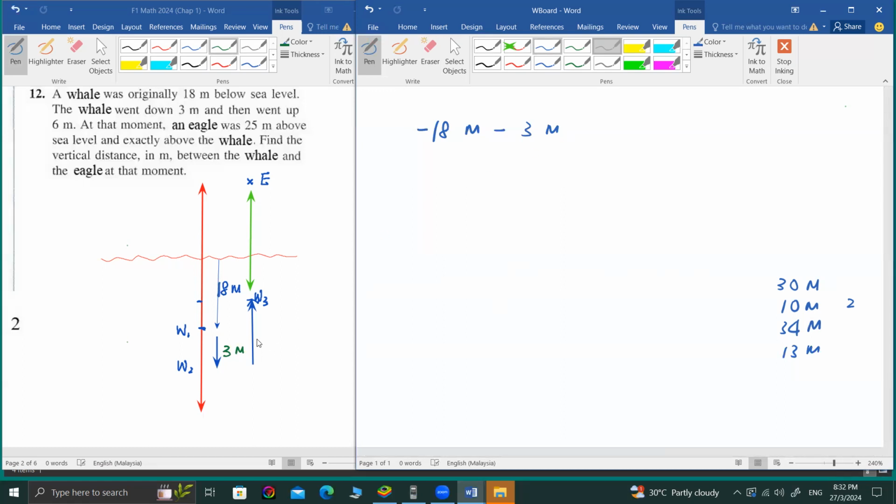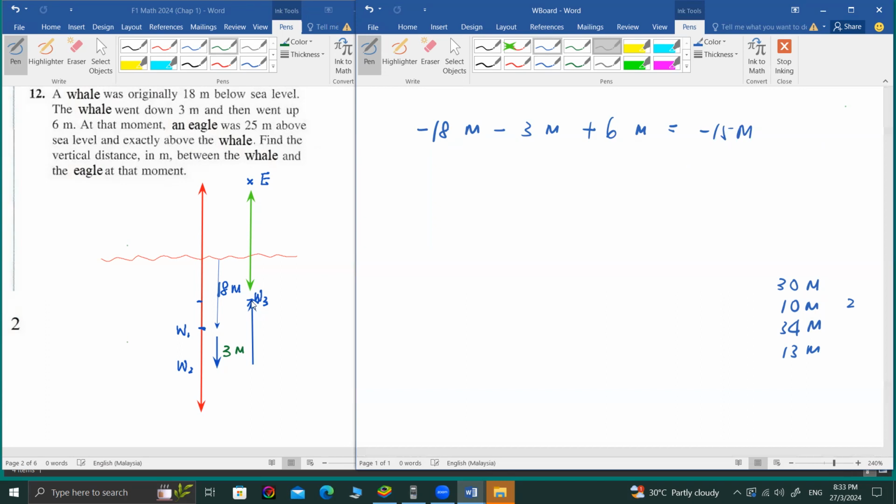After that, went up 6. Went up 6. So where is the whale now? We check and see where is the whale now. Negative 18, get a calculator, minus 3 plus 6. Where is the whale now? Negative 18 minus 3 plus 6. Tell me, where is the whale now? Negative 15, right? Negative 15, right?